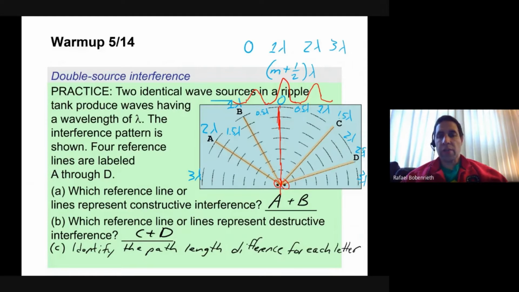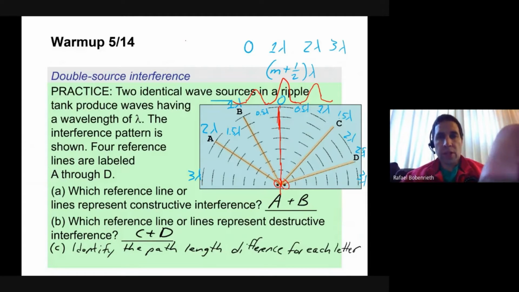Where crest meets crest, where you're seeing those ripples, that is constructive interference. So A and B are clearly those spots, and that's the answer to part A. The other way of thinking about part A is that the path difference between the waves traveling from the right and the left is exactly one wavelength.